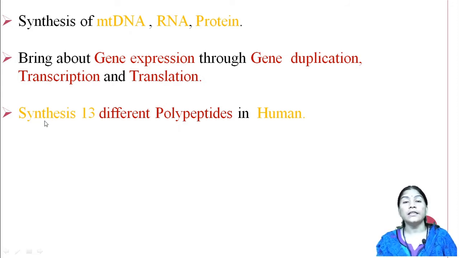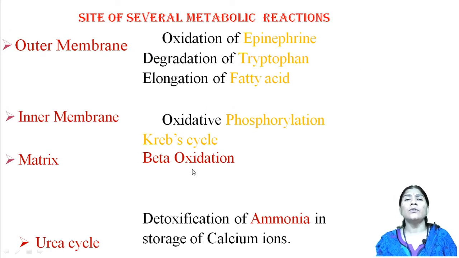So, there is synthesis of 13 different polypeptides in the human being. When we take the example of human being, it is reported that there is synthesis of 13 different polypeptides. So, mitochondria are the sites for several metabolic reactions, meaning mitochondria are the site where several metabolic reactions occur.